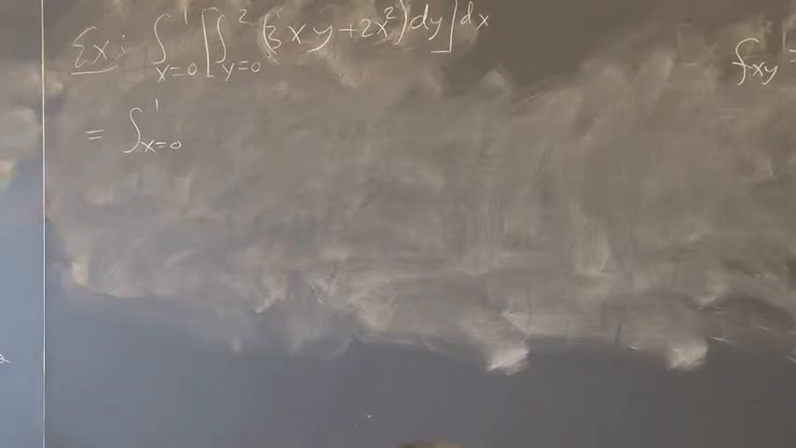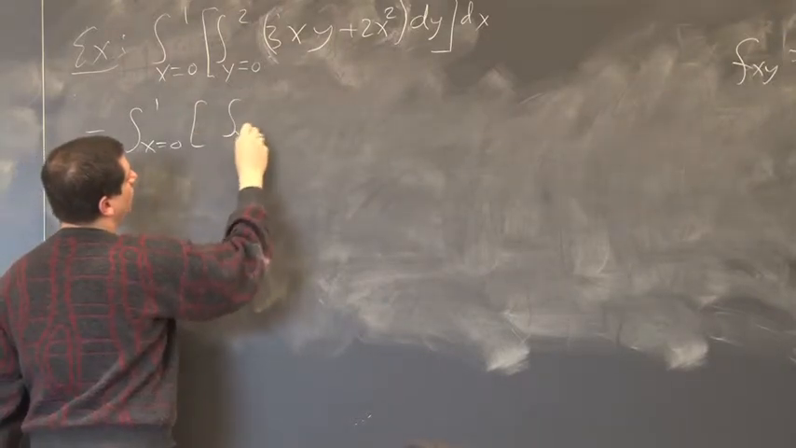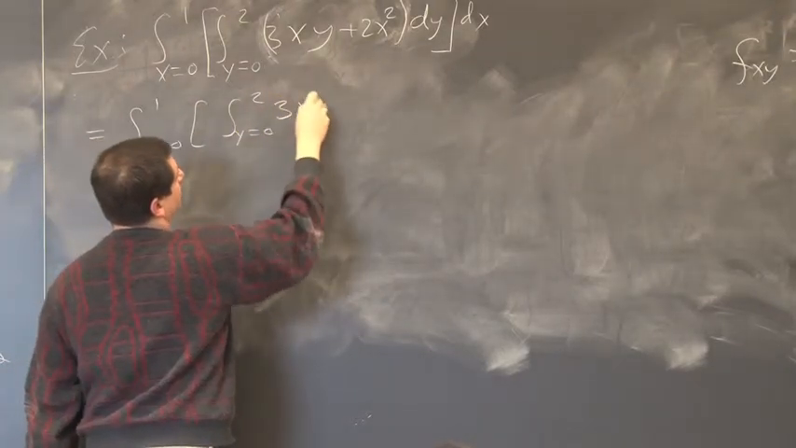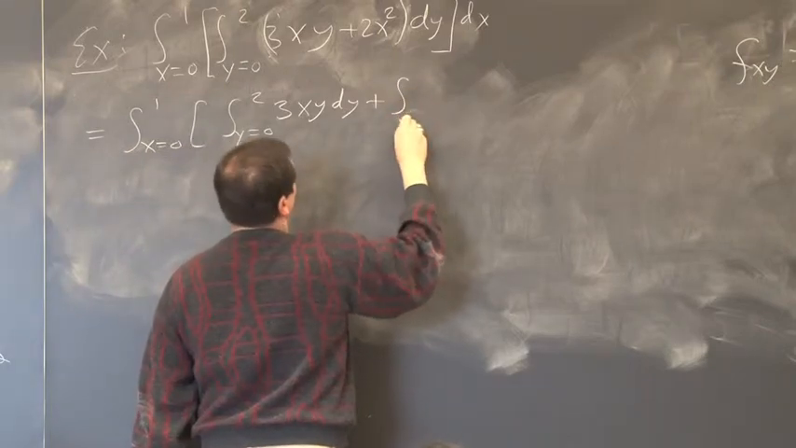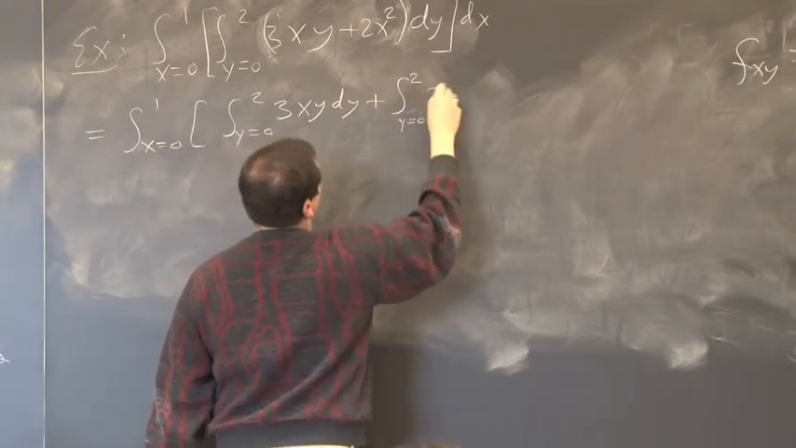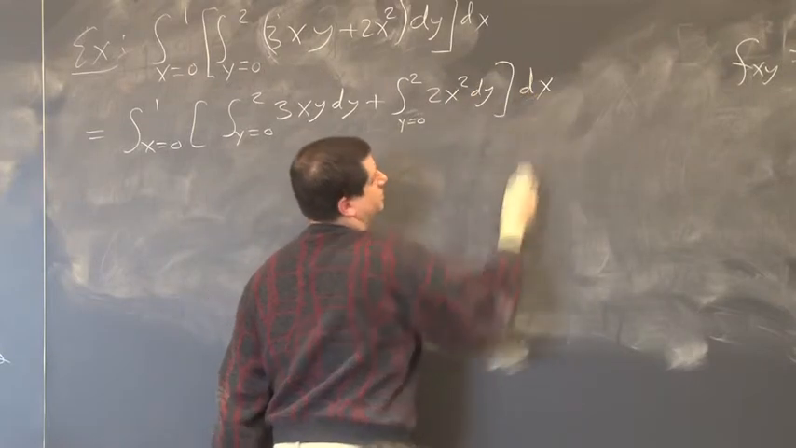I have the integral of 3xy plus 2x squared. What rule would you use? Sum rule. So this is going to be the integral y goes from 0 to 2 of 3xy dy plus the integral y equals 0 to 2 of 2x squared dy dx.